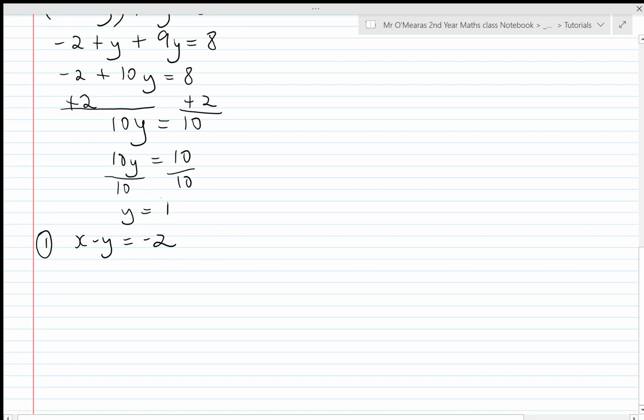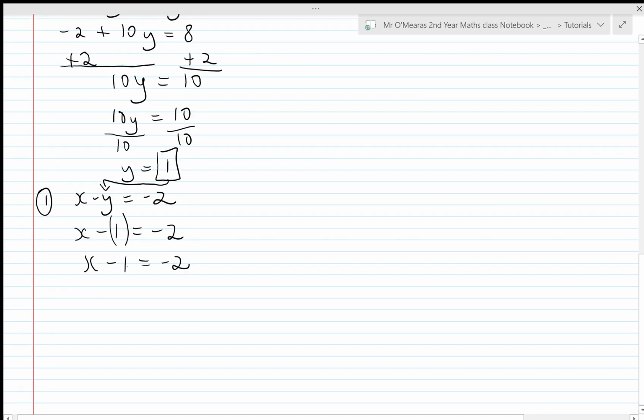And again, similar to what we've done previously when we've figured out something, we take the 1 and we substitute it in there for y, because we now know what y is. It's no longer an unknown variable. We now know it's a known constant or a number. So we put the 1 in there, and again you can use brackets just to make sure. So again, x minus 1 equals minus 2.